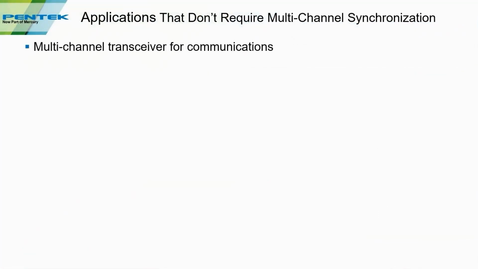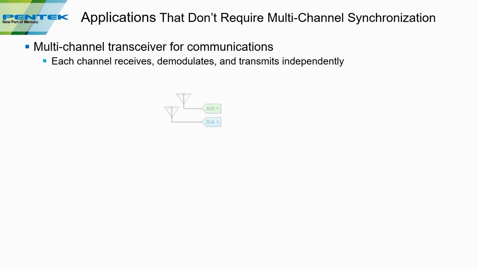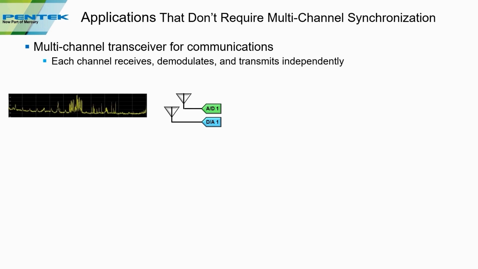An example might be a multi-channel transceiver for communications. In this case, each channel receives, demodulates, or modulates, and then transmits pretty much independently. And this is what it looks like. I've represented this system with a single channel with an A to D for receive and a D to A for transmit. Now there's some signal out there that you're trying to receive. It's probably a communication signal again in this system.